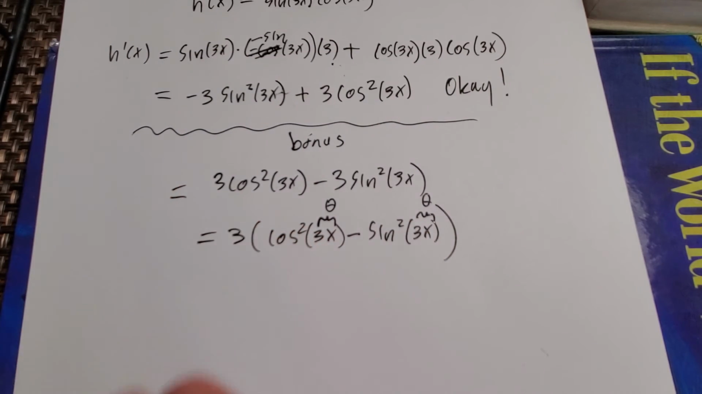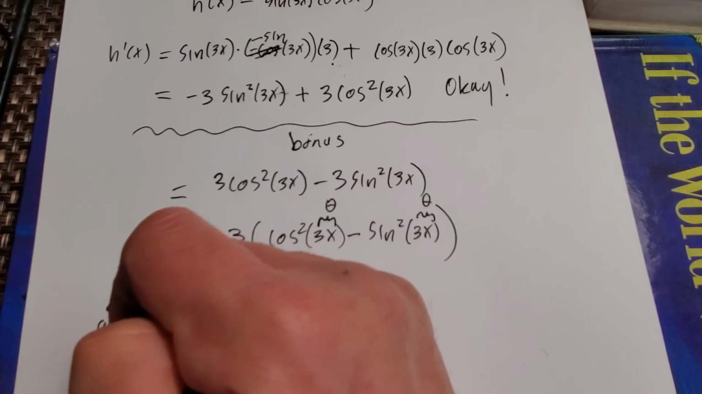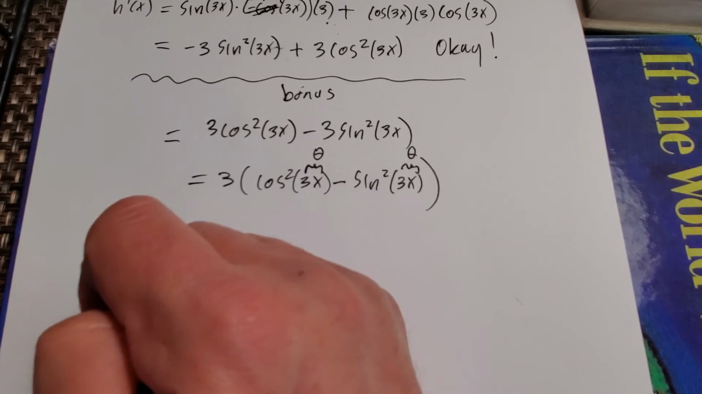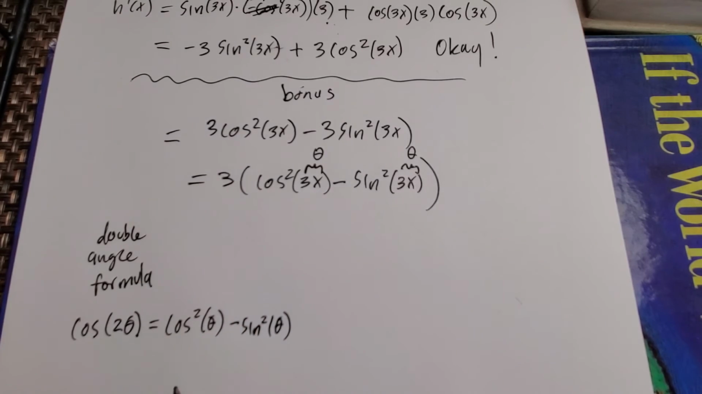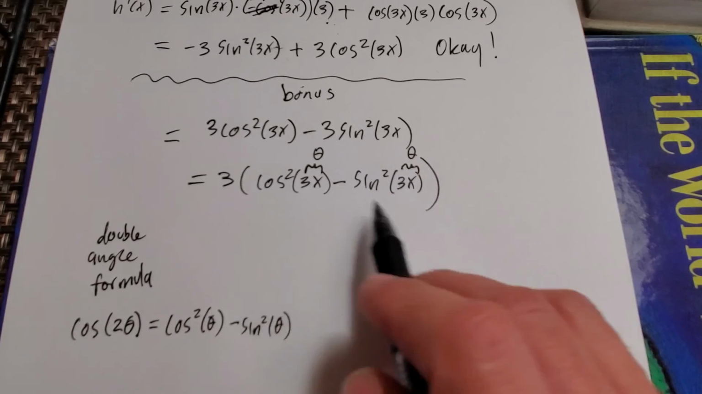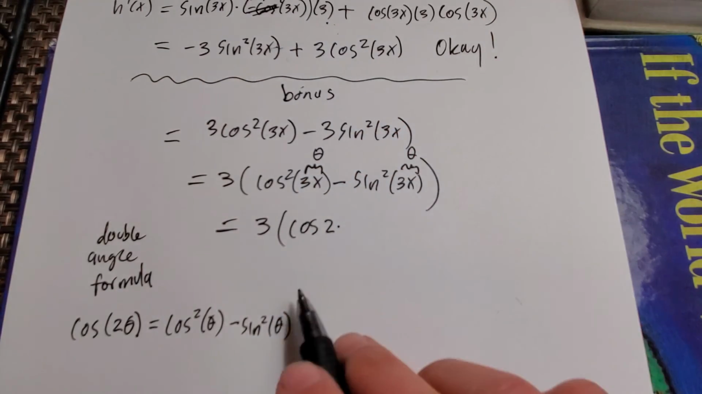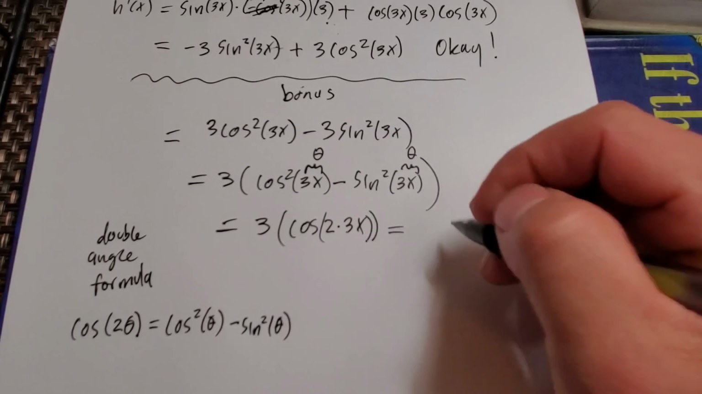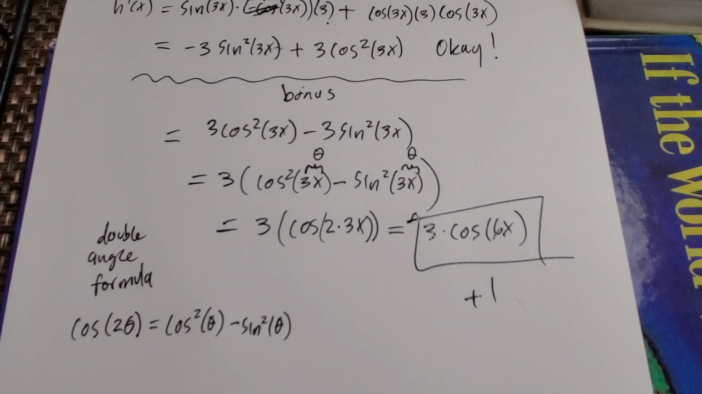The double angle formula basically says cosine of 2 theta equals cosine squared theta minus sine squared theta, right? So in this case, theta is 3x. We're going to replace this whole thing with cosine 2 times theta. Well, what's theta? Theta is 3x. We just multiply these two numbers and we get 3 times cosine 6x. And that will give you plus 1 extra credit point.